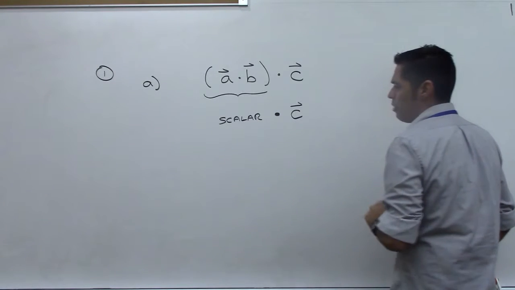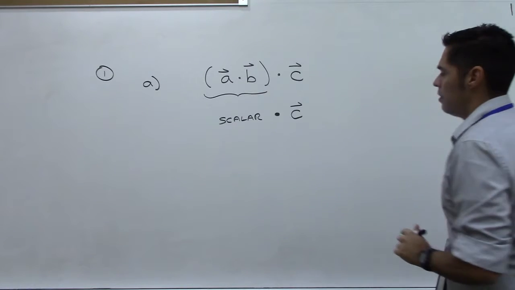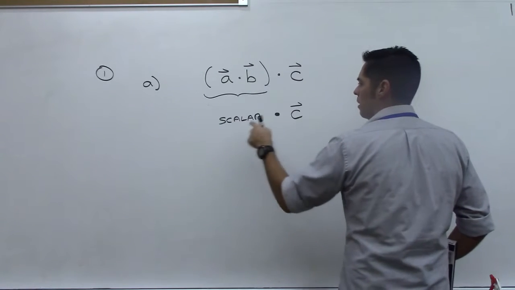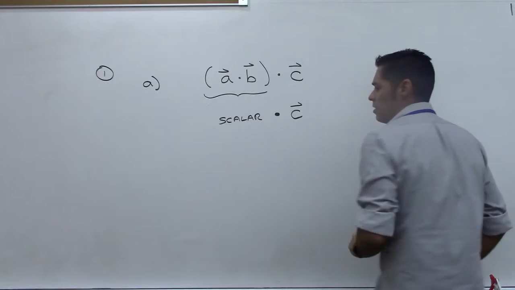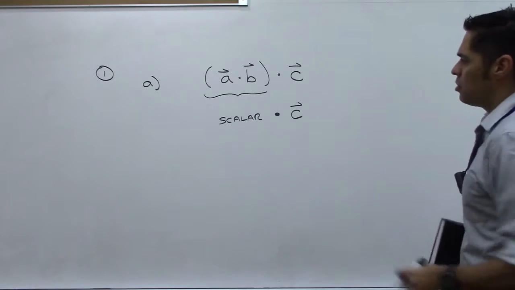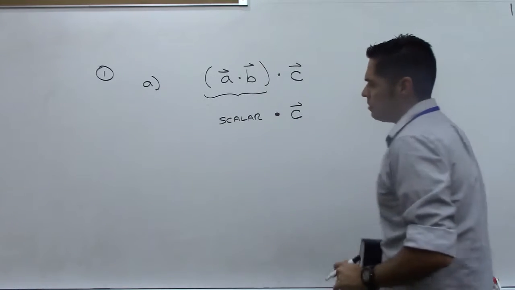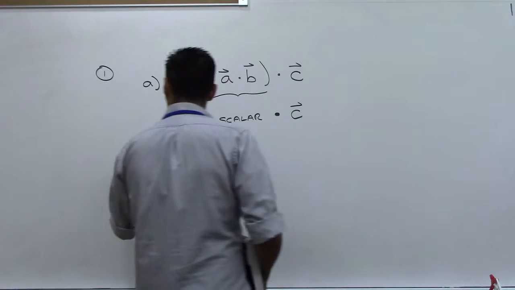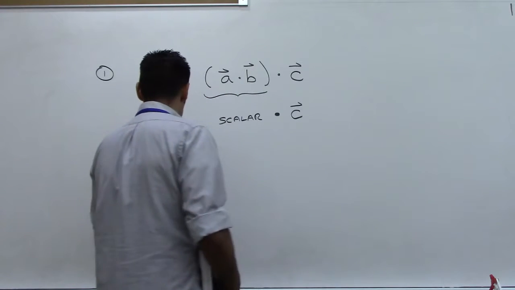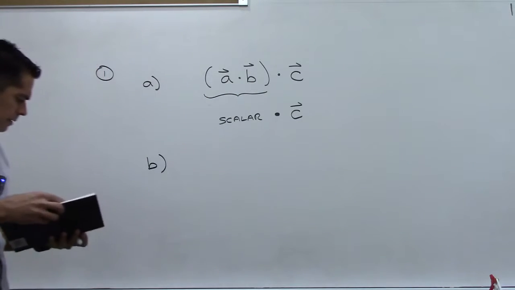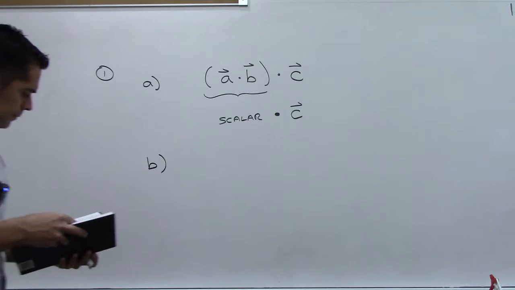In order to do a dot product, we have to have 2 vectors. So we have a vector here and a number here. This operation is not possible. So that expression here makes no sense. That's what they're asking. Does the operation make sense? Is it doable? Let me look at B.